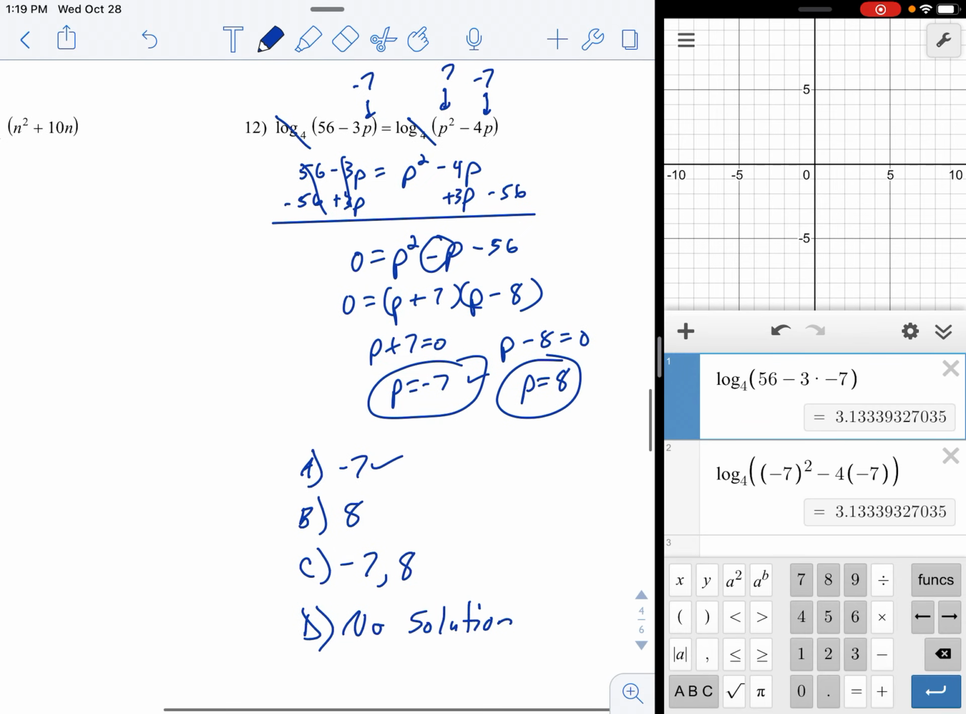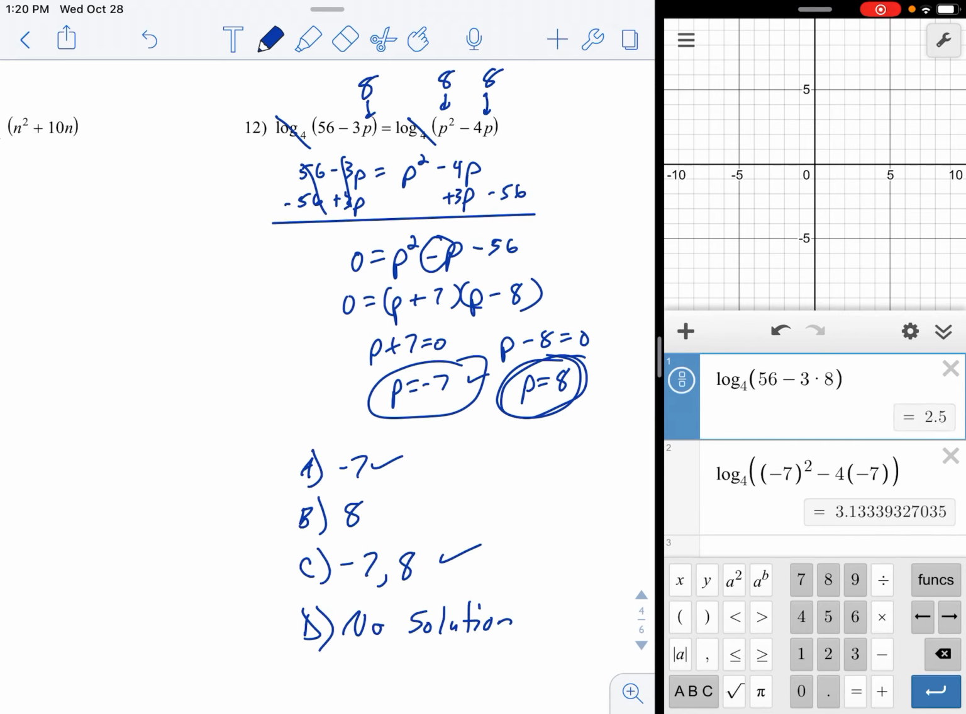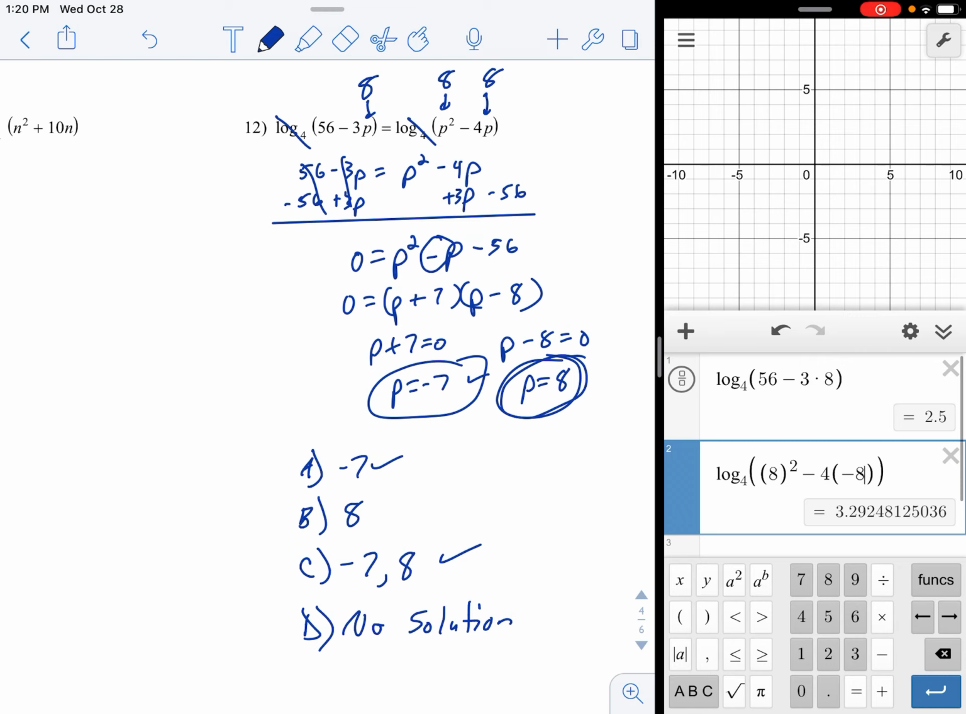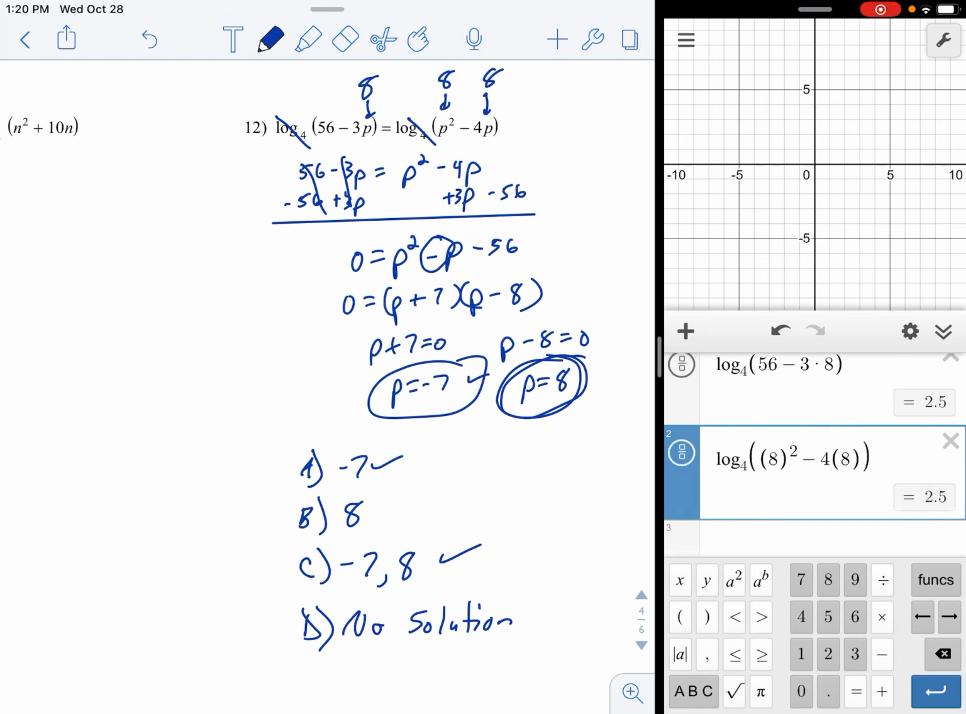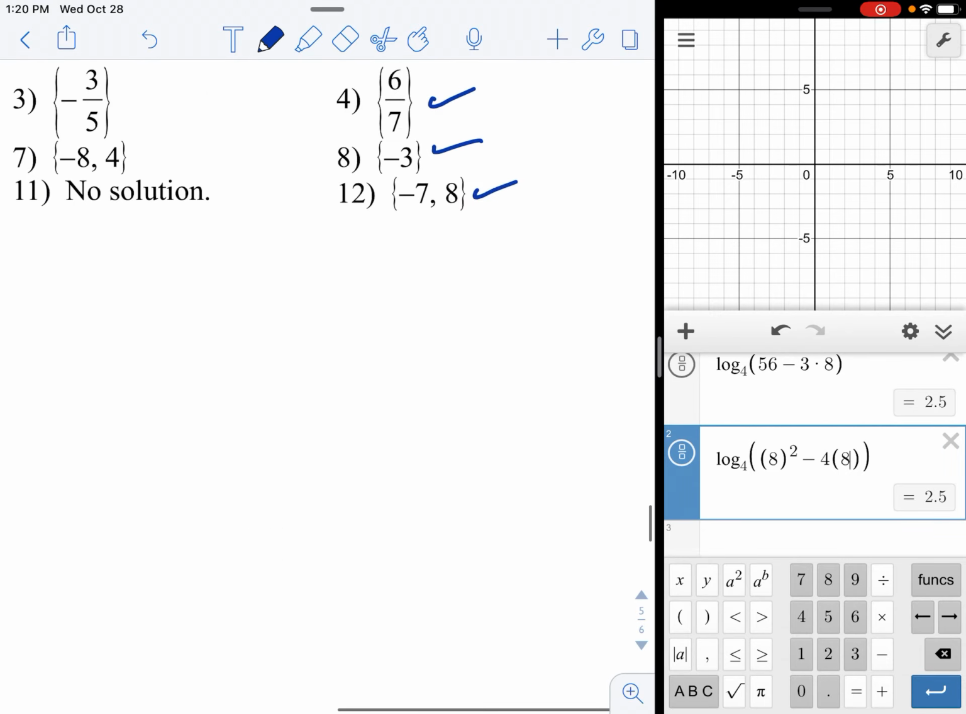So this could be the answer, or that could be the answer. Now we need to check 8 and see if that works. So I'm just going to go back up here and change these all to 8, which means on my calculator, take out that negative 7 and make it an 8. Take out this negative 7, make it an 8. And then that negative 7, make it an 8. Not a negative 8, just 8. And we get the same answer, 2.5. So, negative 7 and 8 would be the correct solution. And if you check it, there it is.